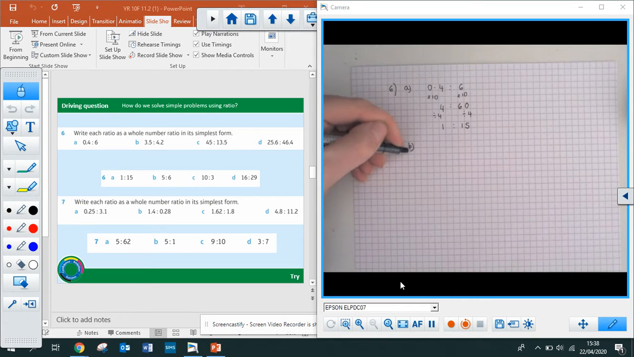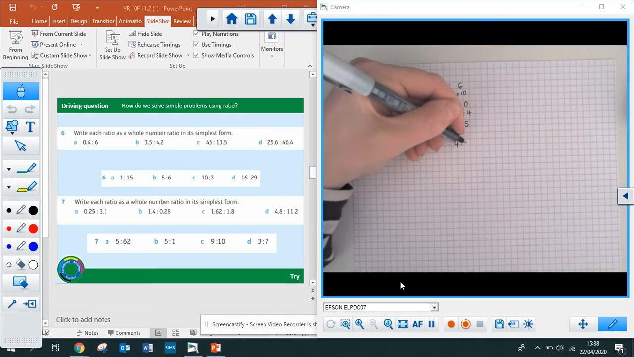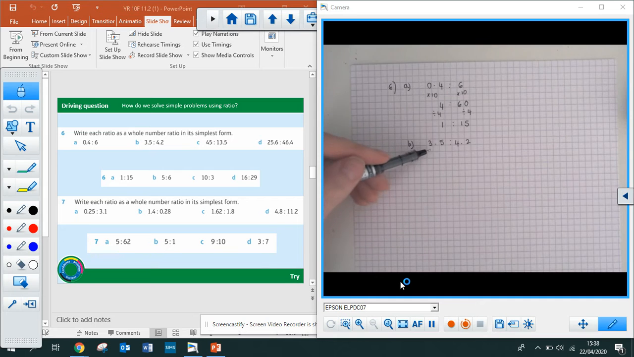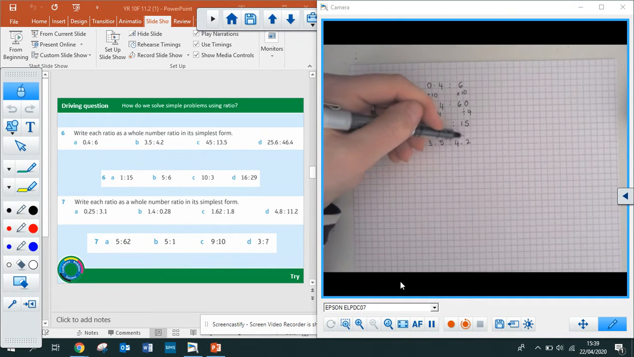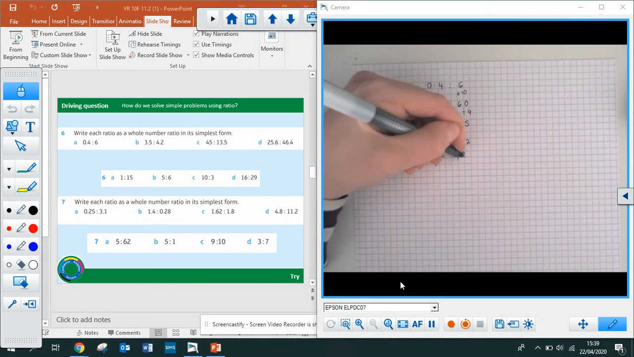Part B, you've been given 3.5 to 4.2. Okay, in this case, both sides have got decimal numbers. Multiplying by 10 is enough to eliminate the decimal on both sides. So multiply both by 10, you have 35 to 42.